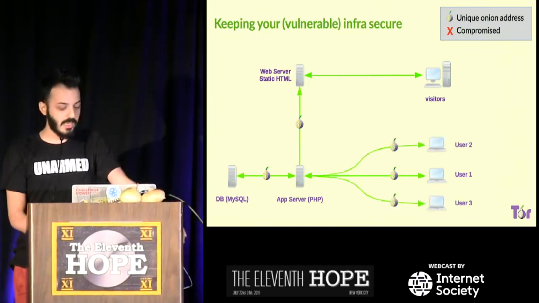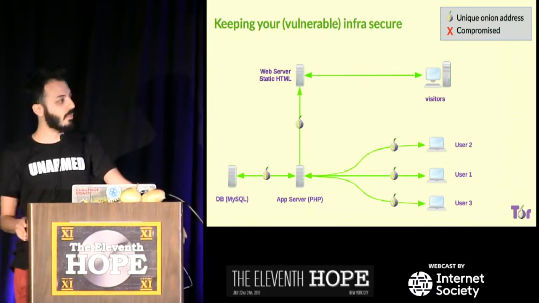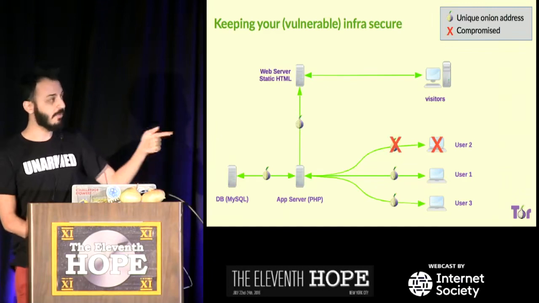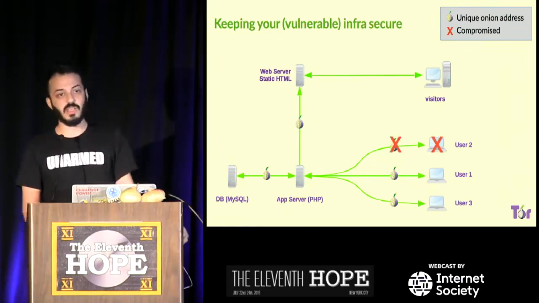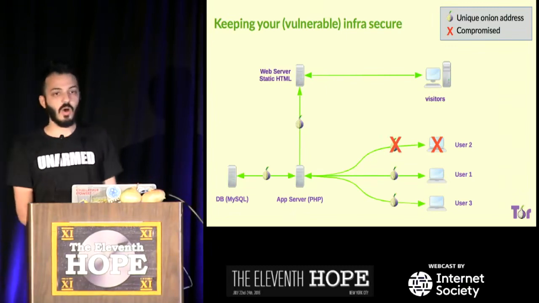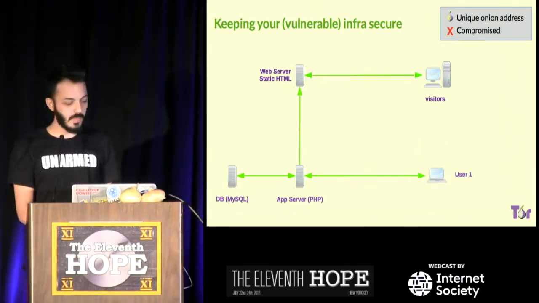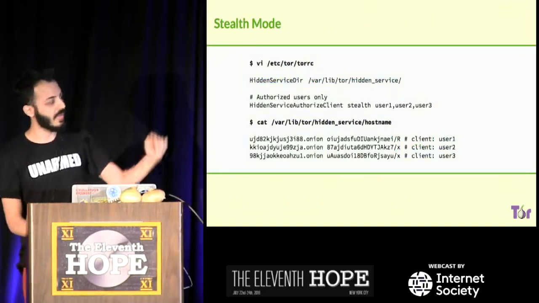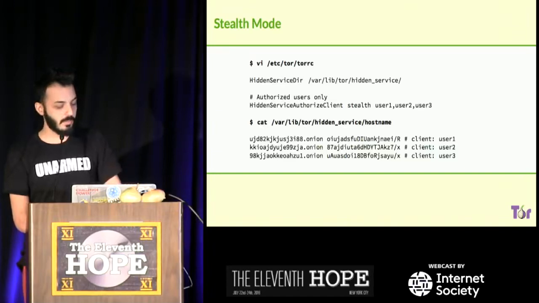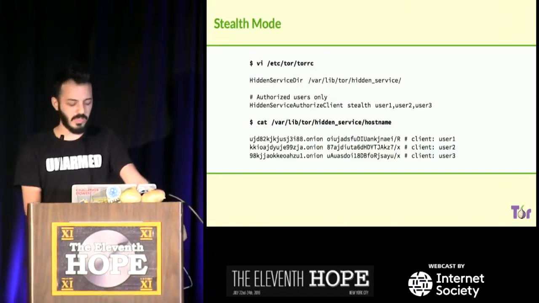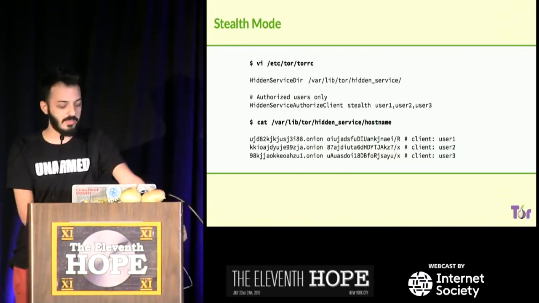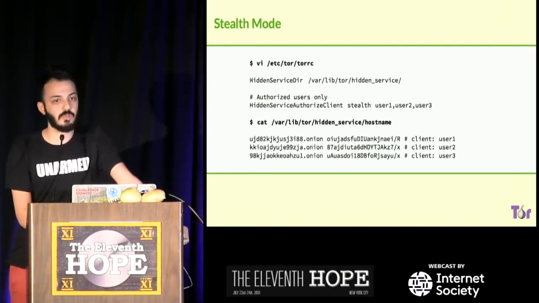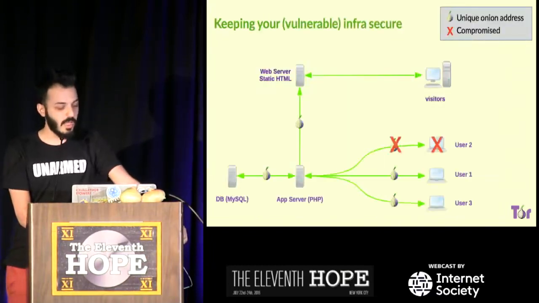The other thing is that if you have multiple users, multiple contributors, each contributor gets a unique Onion address. So if one of them gets compromised for whatever reason, you don't need to change anything. All you have to do, if I go back to this, is comment out that user or delete it from your torrc file, and that onion doesn't work anymore, and you leave the rest of the infrastructure in place. Nothing is compromised. All right.